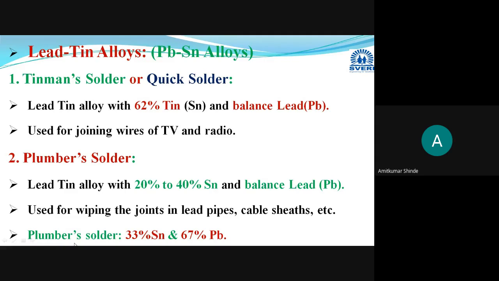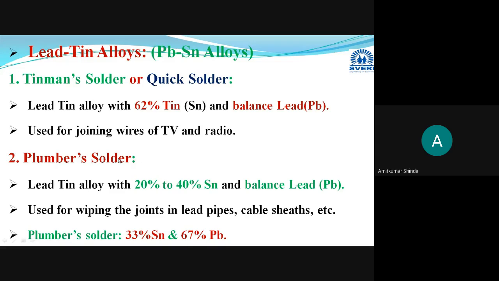Now why is it termed the plumber solder? Because it is used for joining different kinds of pipes or different kinds of cable sheets. That's why it is termed the plumber solder. Its general composition will vary in this range, 20 to 40% tin and the remaining amount lead. The most widely used plumber solder is 33% tin and 67% lead. These are used for joining different lead pipes, and cable sheets can be joined with the help of these solders, and it is commonly known as the plumber solder.